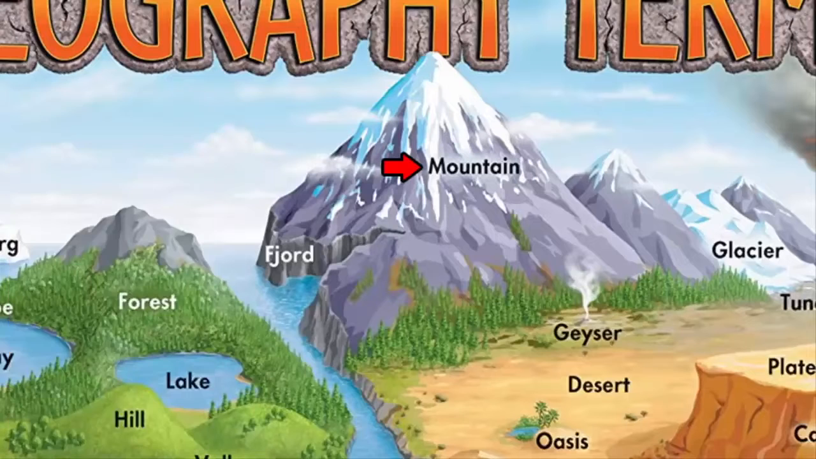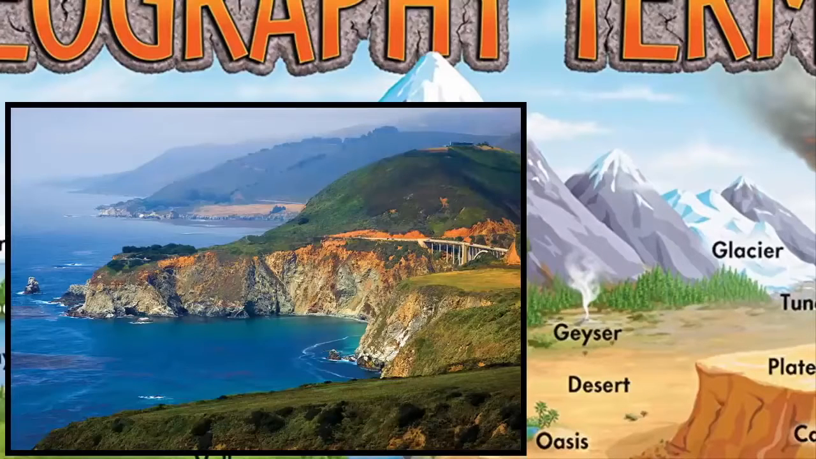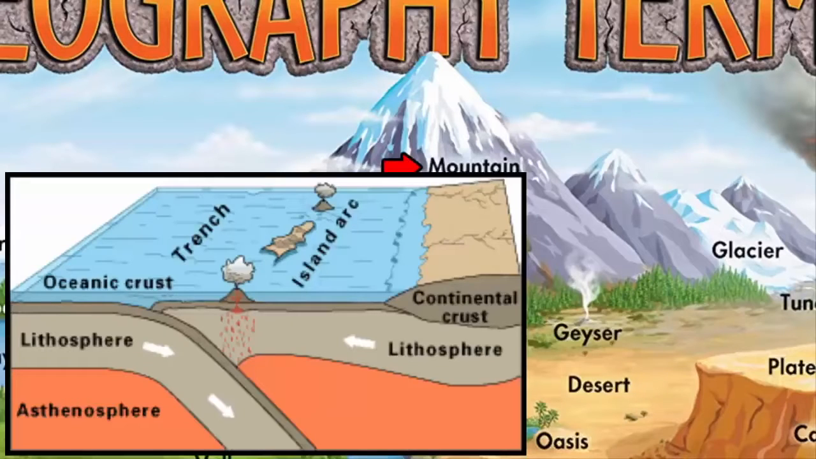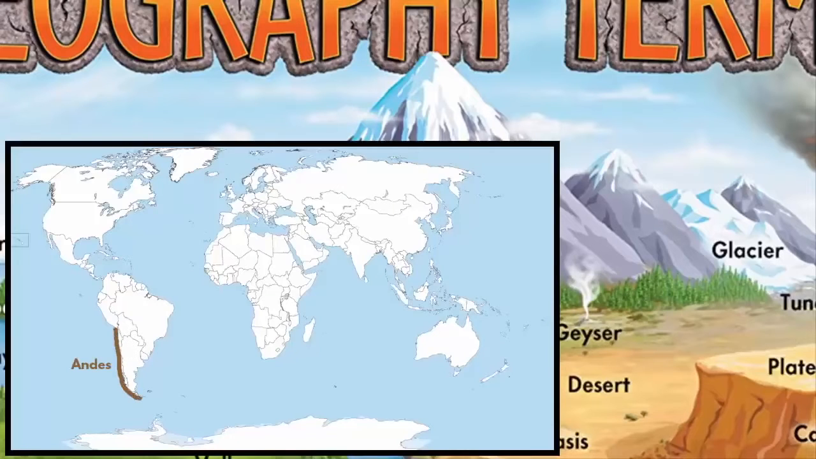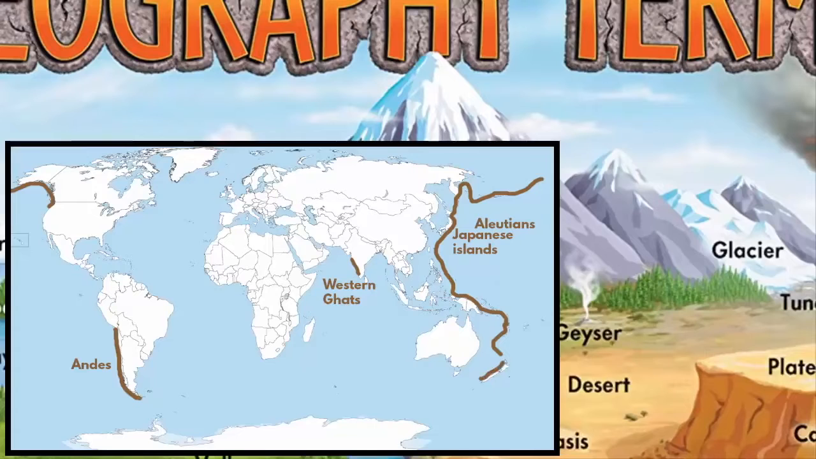So this is how the mountains are formed. You will also find many mountains near coastal areas. These are formed when a heavy oceanic plate collides with a lighter continental plate. The oceanic plate sinks beneath the lighter continental plate, which results in coastal mountain ranges like the Andes, Western Ghats, the Aleutians, the Japanese and the Southern Alps.